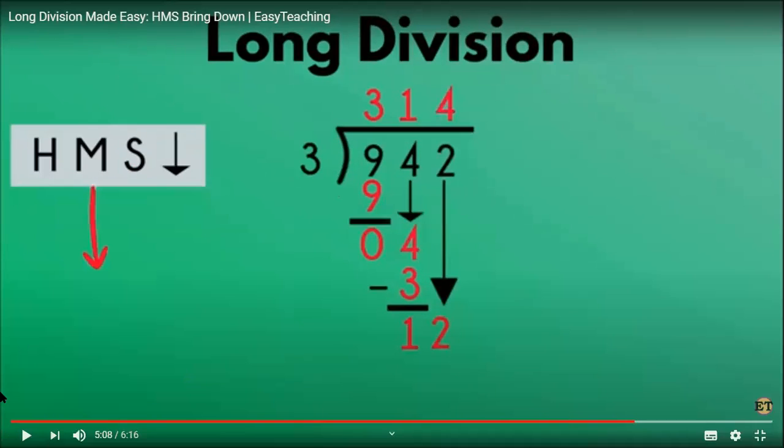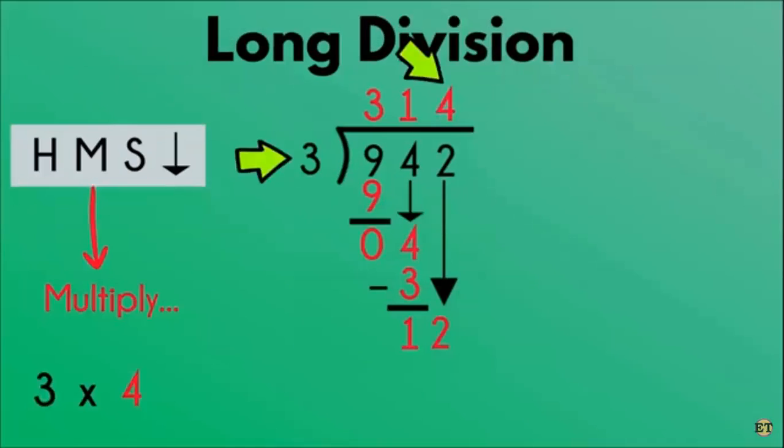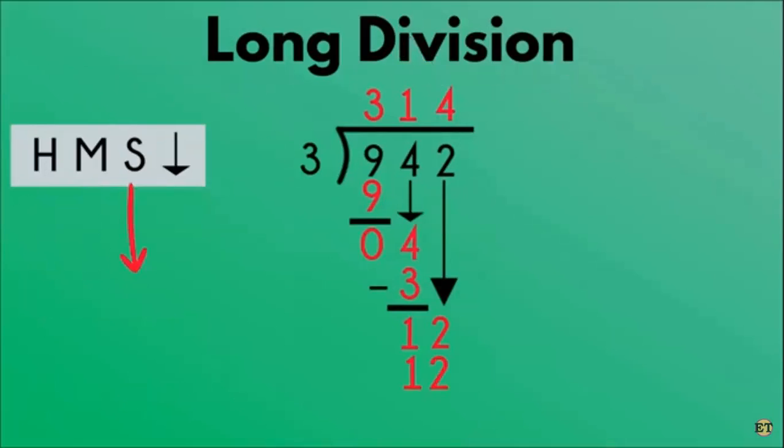M. Multiply. 3 multiplied by 4 equals 12. The 12 is written directly underneath the place value we're working with, which is the ones. S. Subtract. We subtract the number we have just written down, 12, from the number directly above it, 12. 12 subtract 12 equals 0.